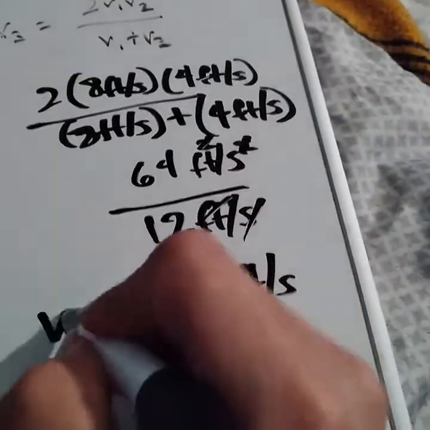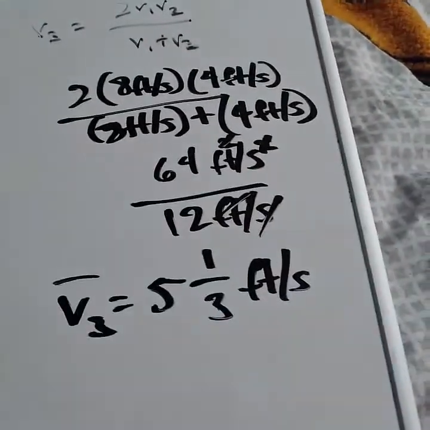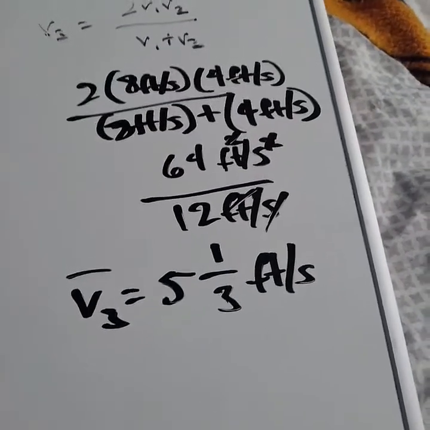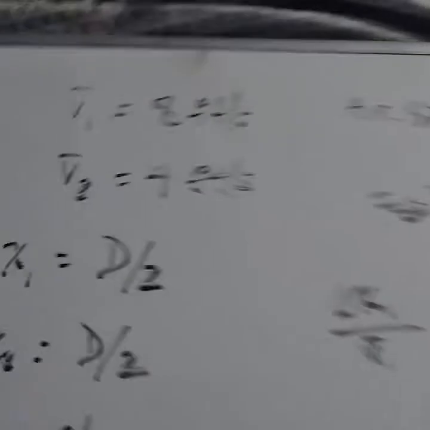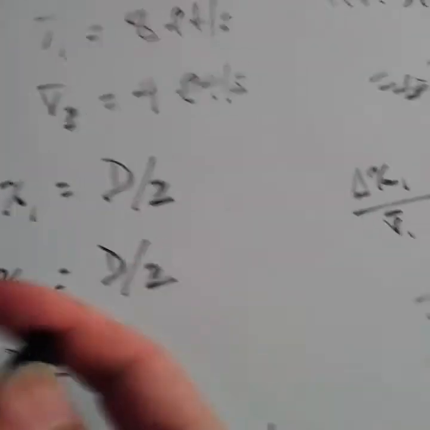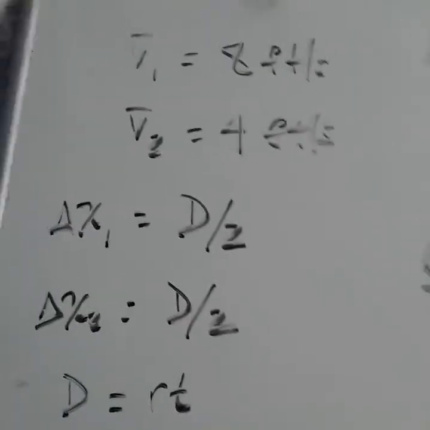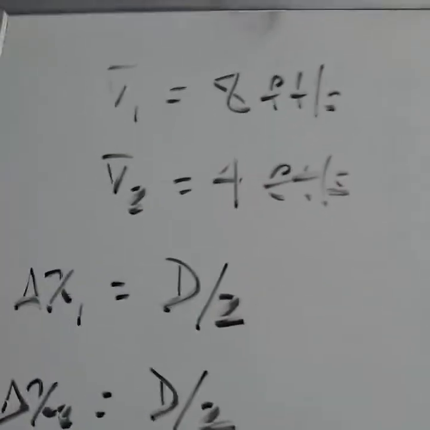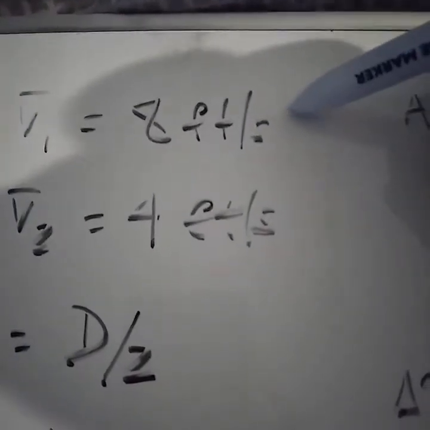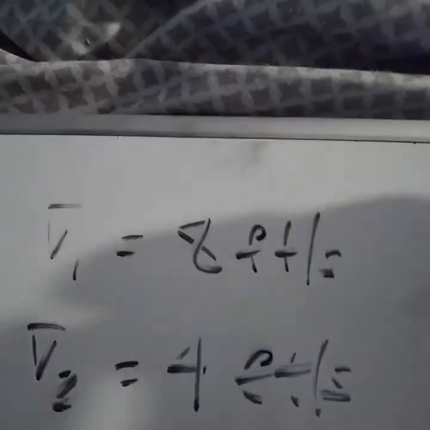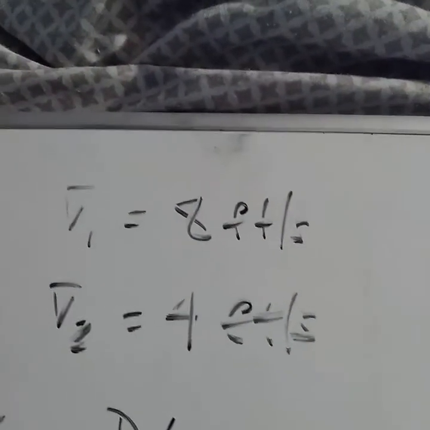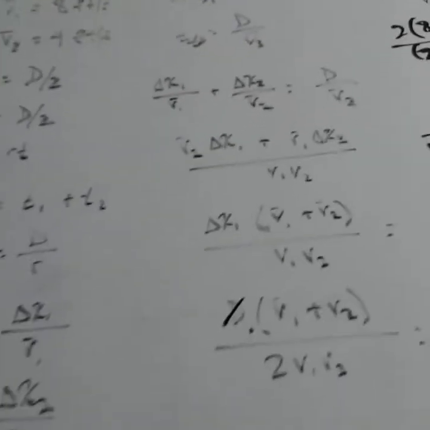That is his average velocity for the whole trip, or his average speed for the whole trip. Which makes sense, because if he traveled two distances of equal length at different speeds, obviously he's going to spend more time at the lower speed than he is at the faster speed. And our average rate is equal to our total distance divided by the time. So that's how you solve that.